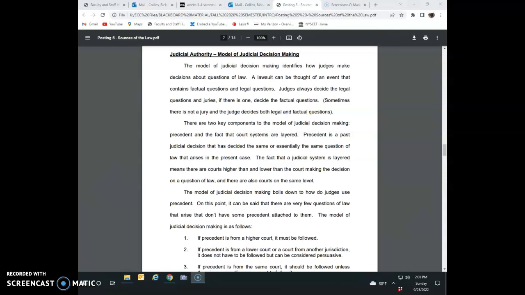And we'll talk more about the court systems in later material, but I just want to set it up a little bit now. And we then, in the federal court system, if we went up the so-called ladder, would find that at the top of the ladder, so to speak, is the highest court, the United States Supreme Court. So we've got judges deciding questions of law. We've got the court system that is layered.